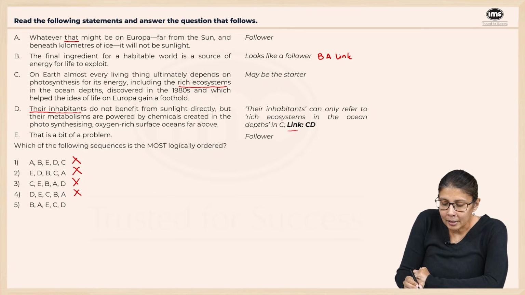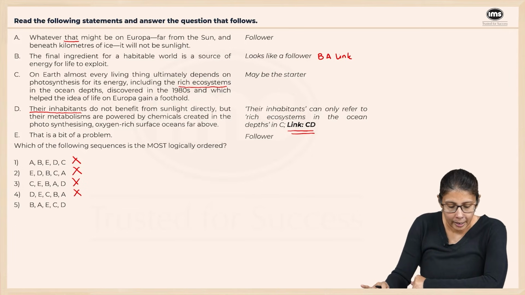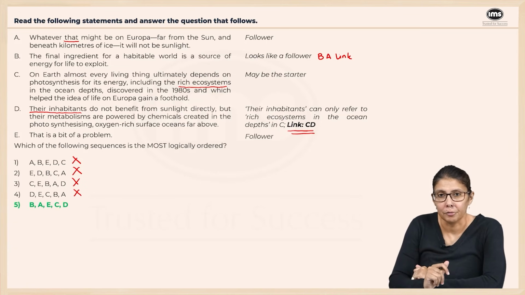The most critical link to form is the CD link. So please pay attention to these words, their, his, its, all of these possessive pronouns or adjectives. Let's take a look at our answer. Option 5 can now be confirmed.